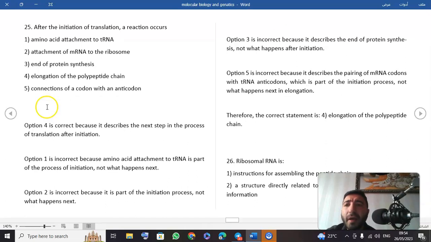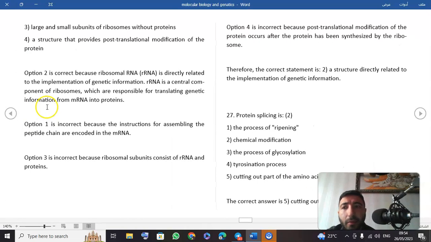Number 25, after the initiation of translation, a reaction occurs. It will be elongation of the polypeptide chain because it describes the next step in the process of translation after initiation. Number 26 question, ribosomal RNA is, we will see that the correct option is number 2, a structure directly related to the implementation of genetic information.